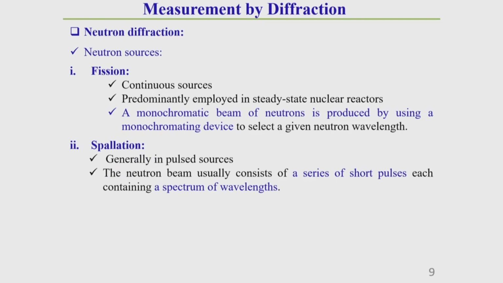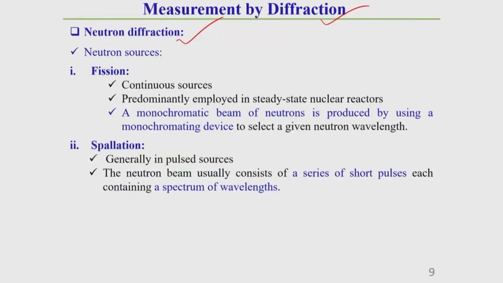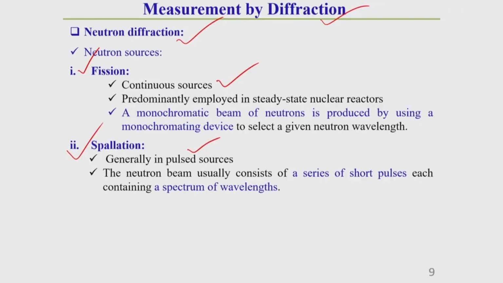Now, we will discuss measurement by another diffraction technique, called neutron diffraction. Before discussing the neutron diffraction technique, first of all we should know what different sources are generally available in the neutron diffraction process. There are generally two different neutron sources: one is called fission neutron source, another is called explosion type of neutron source. Fission is generally a continuous source, whereas the explosion source is a pulse type of source. The fission type of source is predominantly used in a steady state nuclear reactor.